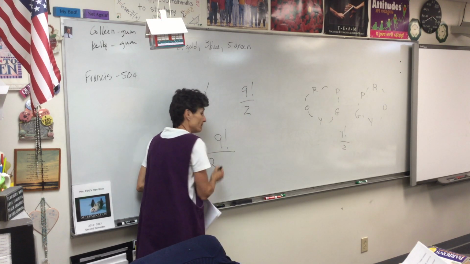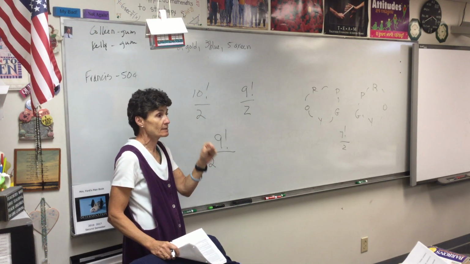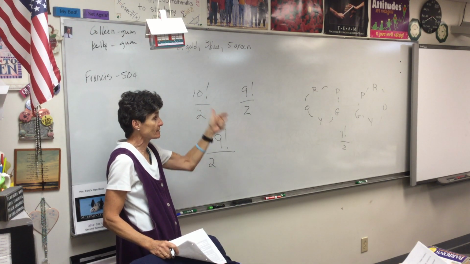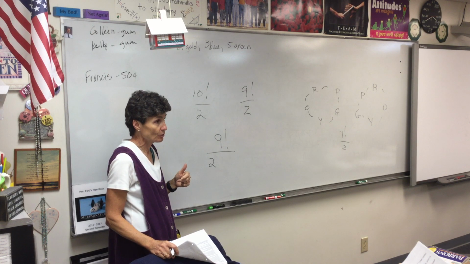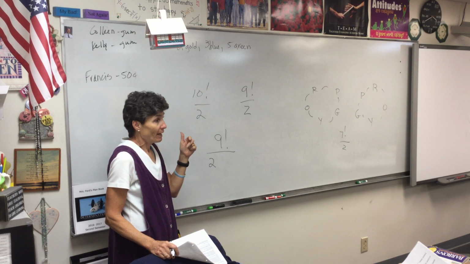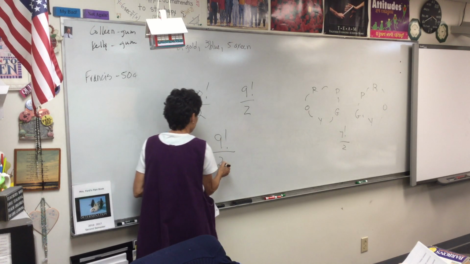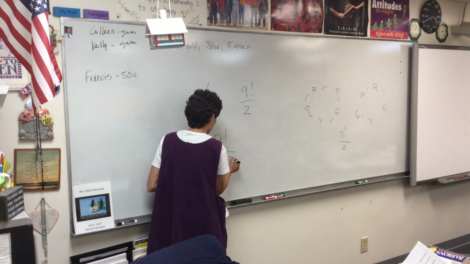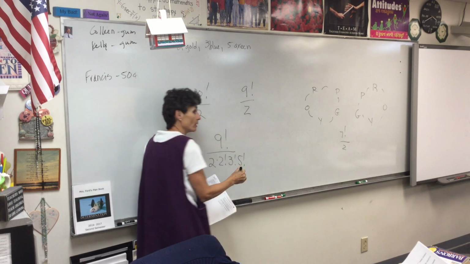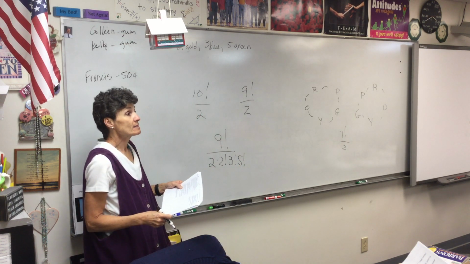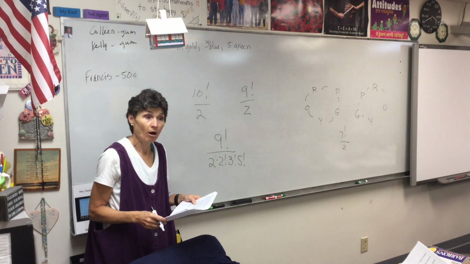I'm of course going to divide by 2 because it's a necklace, and all of my necklaces, bracelets, and keychains get divided by 2. But what else am I going to divide by? 2 factorial, 3 factorial, and 5 factorial. Why? They're all identical. Because the beads of each color are identical.